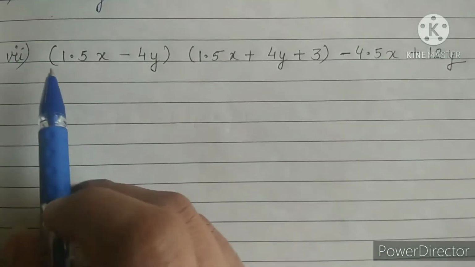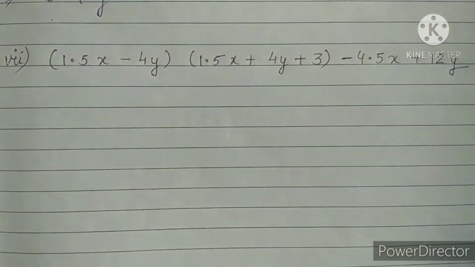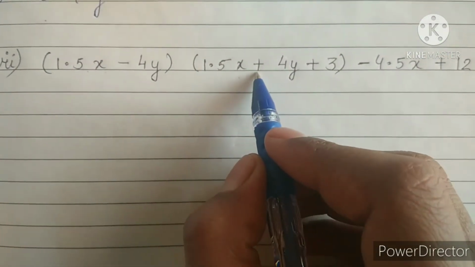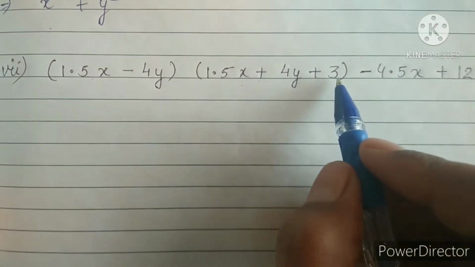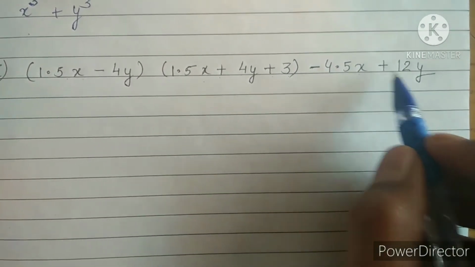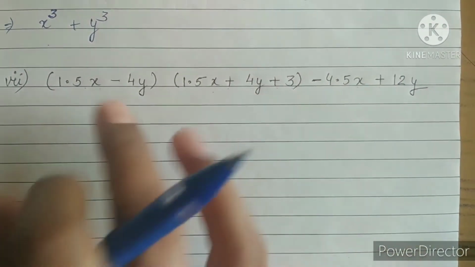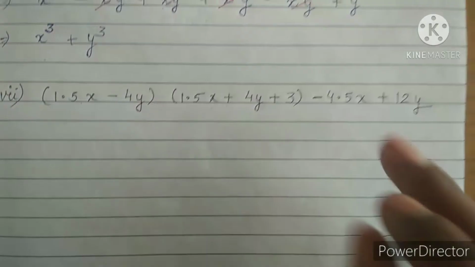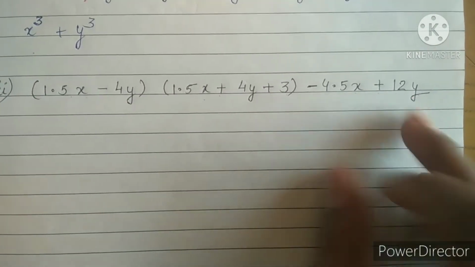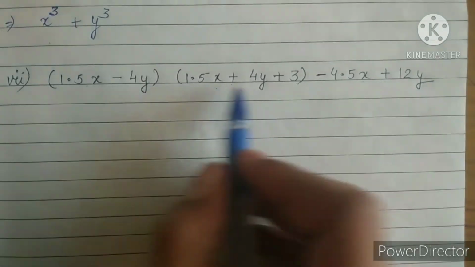7th is 1.5x minus 4y will multiply by 1.5x plus 4y plus 3, minus 4.5x plus 12y. You can see in the first term we have multiplication of expressions, but the second and third terms will not multiply with any term, so they will remain the same. So only the first term is multiplied.